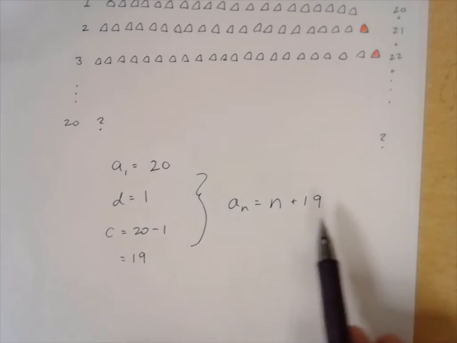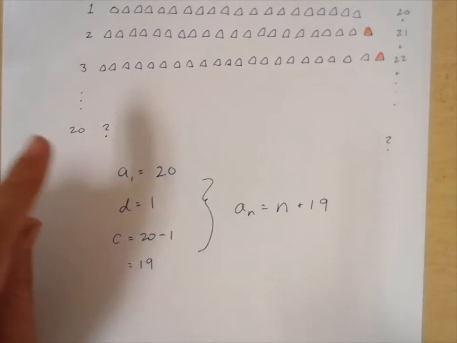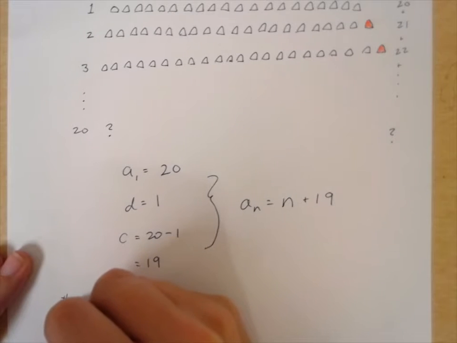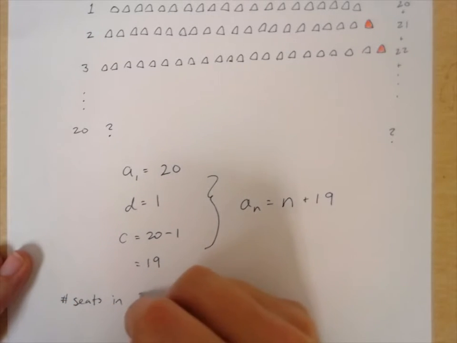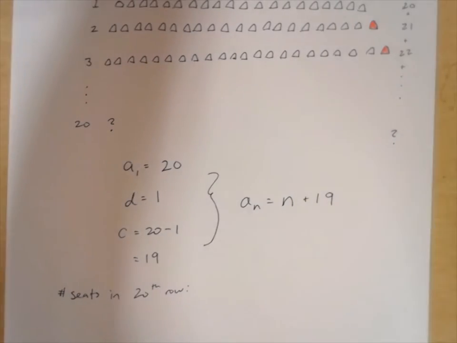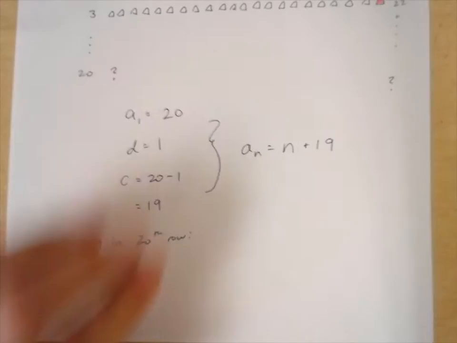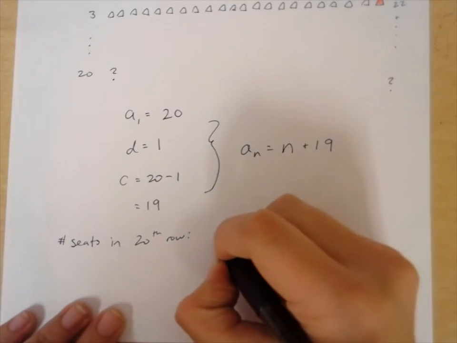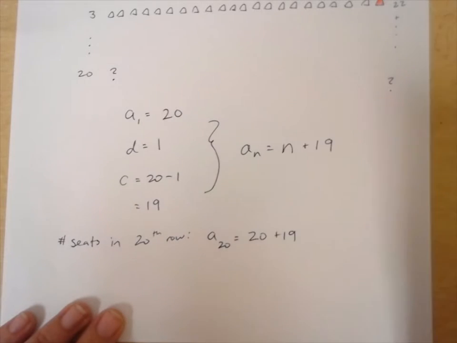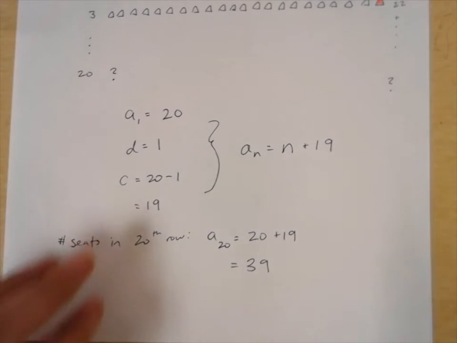Now, I'm going to use this formula to find however many seats are in this 20th row. I don't know that, and I need to know it if I'm going to find the sum. So, I'm going to plug in 20 for n. I'm going to say number of seats in 20th row. Well, that's what I'm finding right now, and I'm going to find that by plugging in the 20 for the n here. So I'm going to say a sub 20 equals 20 plus 19, 39. There are 39 seats in the 20th row.